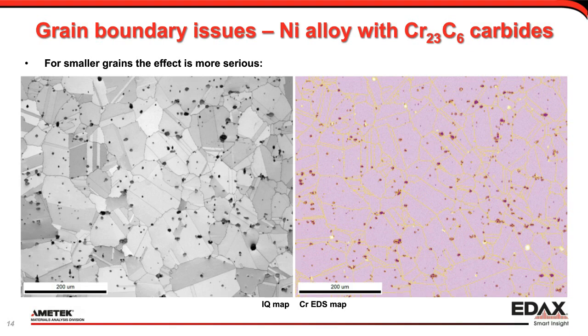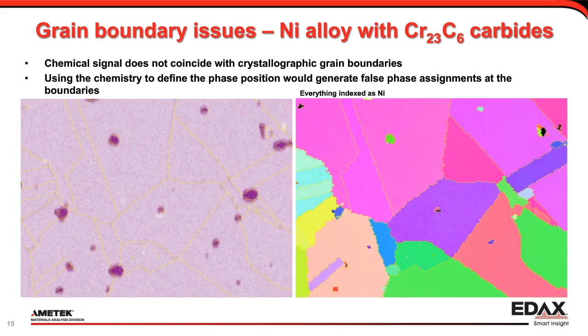The resulting grain structure from this indexing is superimposed on the chromium EDS map on the right, and you can see that the EDS signal of the carbide grains clearly extends across the indicated boundaries well into the adjacent nickel grains. Zooming in shows the effect more clearly. The EDS signal suggests that the carbide grains are larger than they really are.